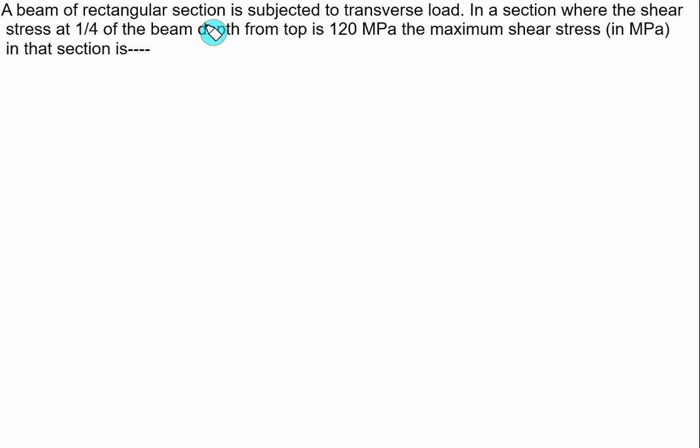A beam of rectangular section is subjected to transverse load in a section where the shear stress at 1/4 of the beam depth from the top is 120 megapascal. The maximum shear stress in megapascal we have to find out. Maximum shear stress always occurs in the case of a rectangular section at the neutral axis and is 3 by 2 of the tau average. So somehow you have to find out the value of tau average from the given value of 120 megapascal, which is at a depth equal to 1 by 4 from the top.